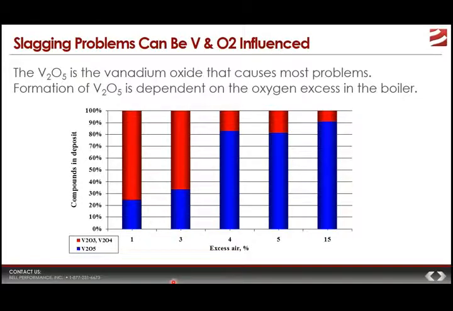And what you can see from this is the data being displayed here. This is an analysis of the percentage of different kinds of vanadium oxide complexes, the proportion of different ones that are formed relative to the amount of excess air.